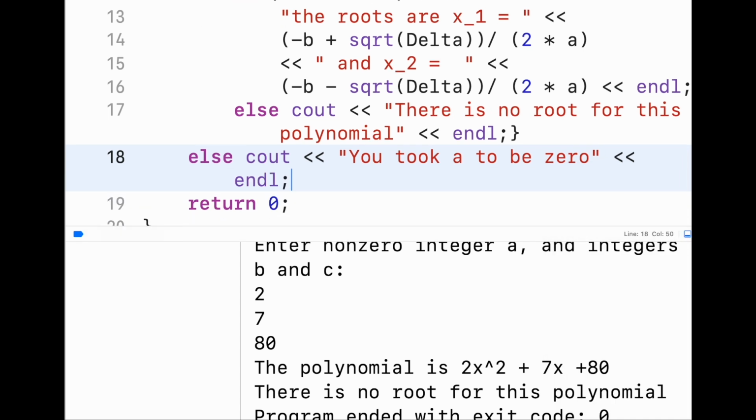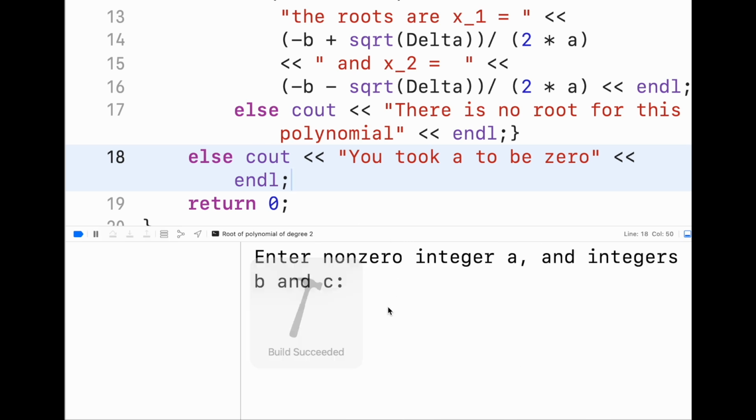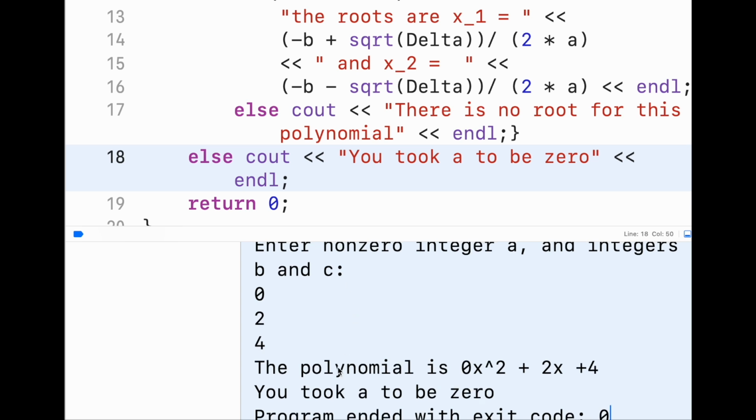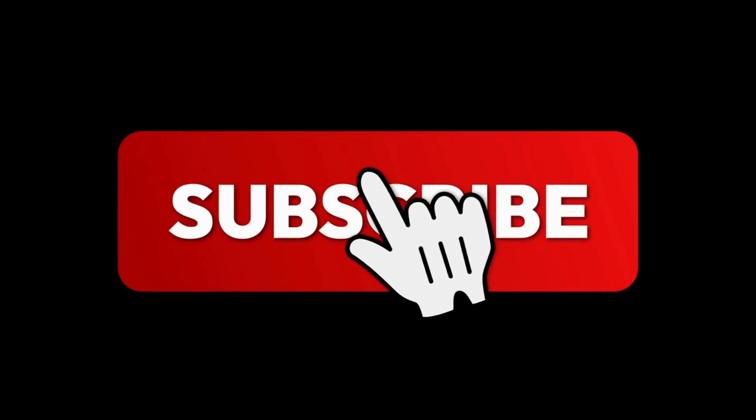Now we test it, we run the program, I enter a to be 0 to see what happens, and you see, you took a to be 0. So we are done, and we can find all the roots of our polynomial.